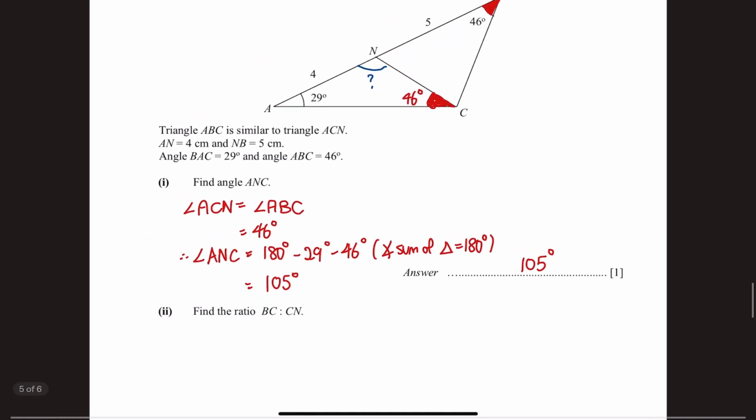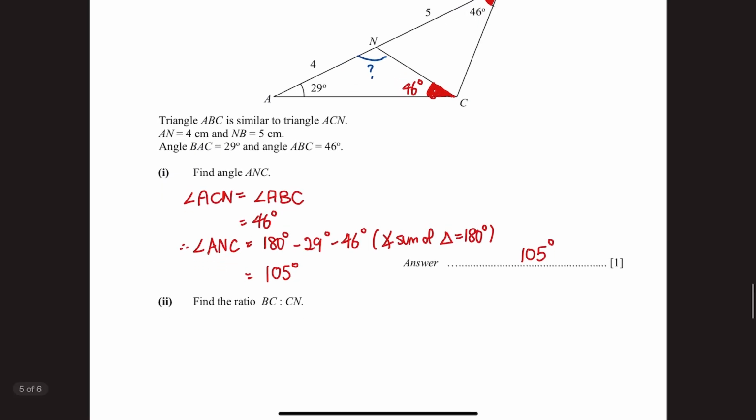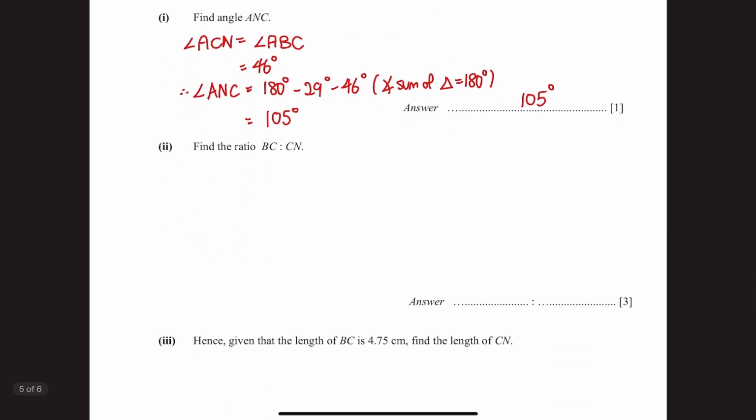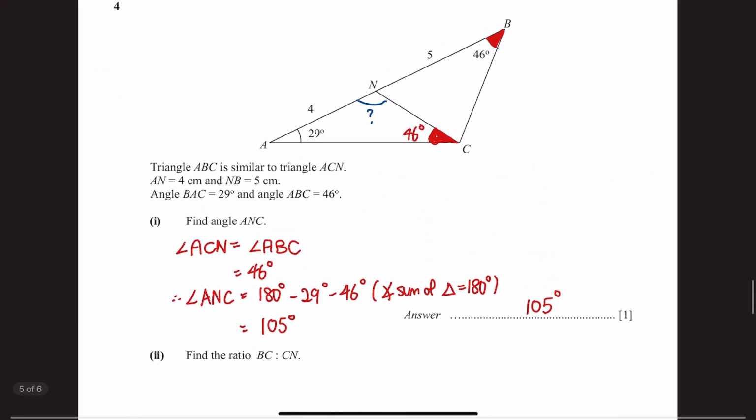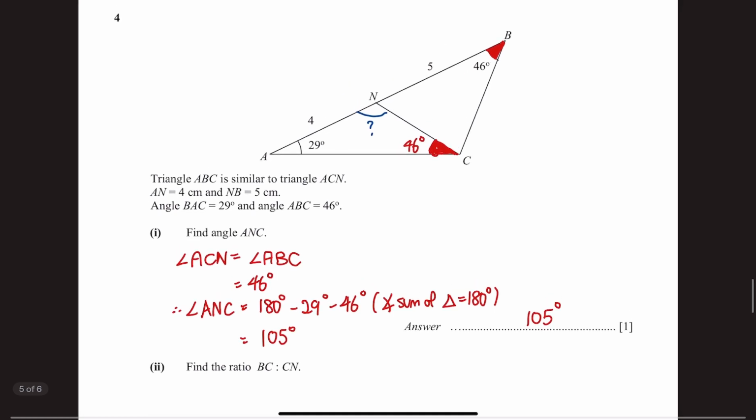Next part. Find the ratio of BC is to CN. To find a ratio, it means a fraction. So how do we do that? First I look at the triangle here. BC is to CN, it is the length of these different triangles. So let's try to form any ratio that we can find first.